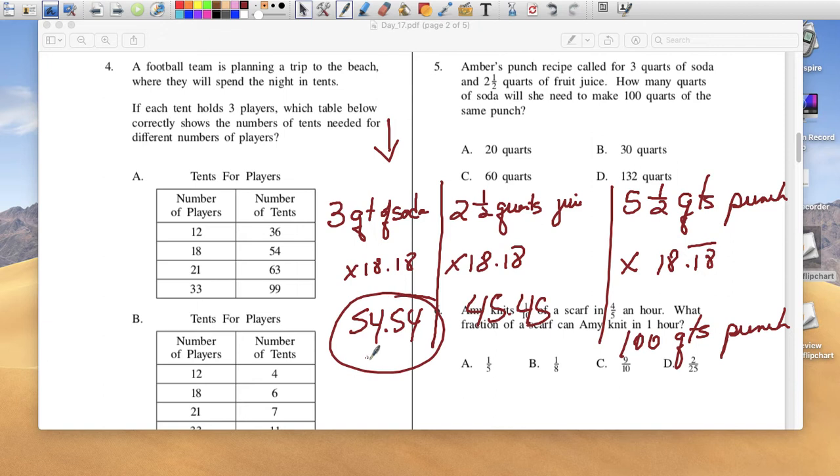But the problem is, none of these say 54 or even 55. So by default, because it's the closest one, I would choose this one. But the actual correct answer is not provided. So I'm thinking that whoever made this question did something wrong.